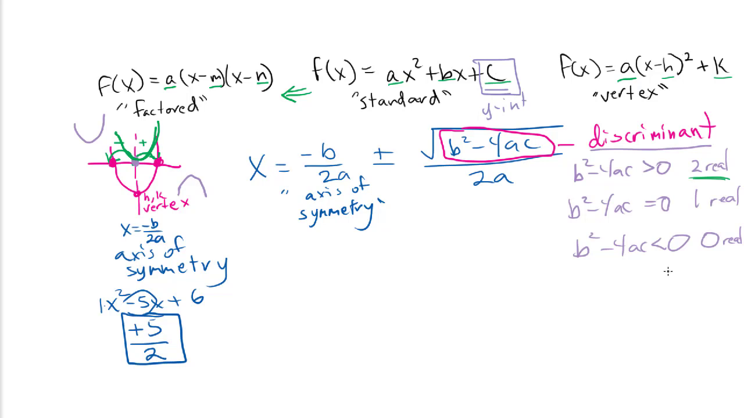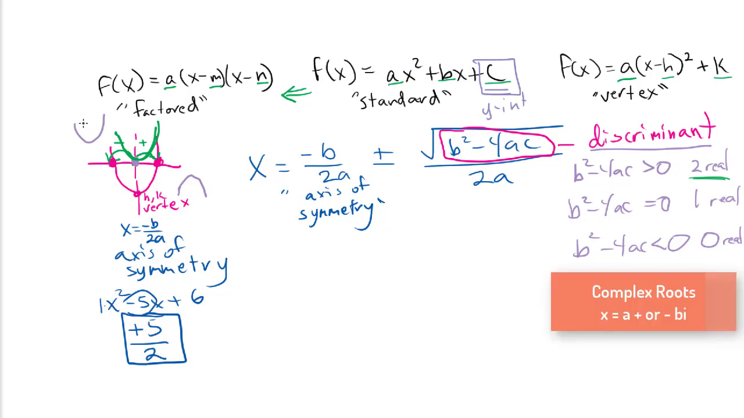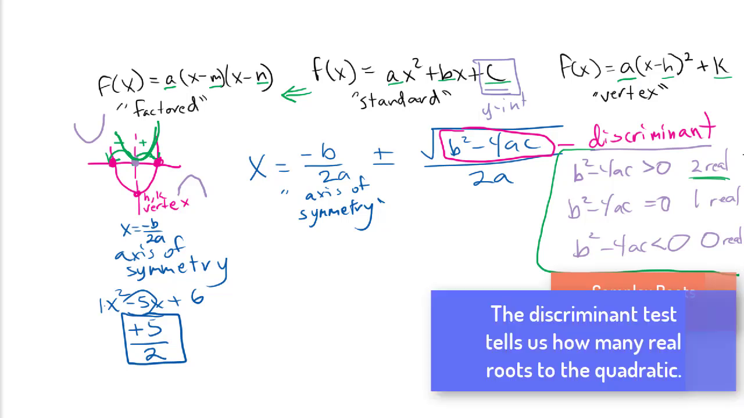And if b squared minus 4ac is less than 0, I have no real roots. My graph is floating essentially above or below the x-axis, never intersecting. What we will get are what we call complex roots. That's a number in the form of a plus or minus bi, where a and b are real numbers, i is our imaginary number.